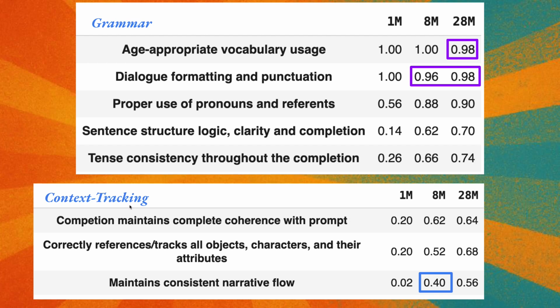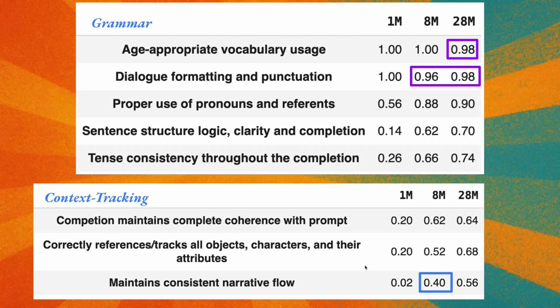For context tracking, I was looking at 3 criteria. Completion maintains complete coherence with prompt. It correctly references and tracks all objects, characters, and their attributes. That "and their attributes" is really important because without that, the scores would have increased for sure. And then maintains consistent narrative flow.